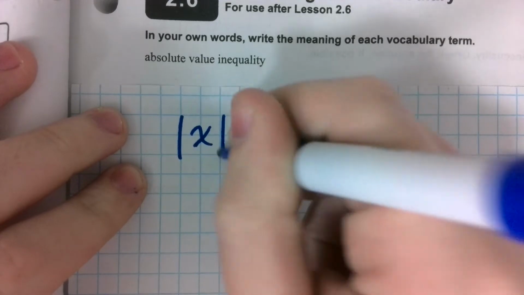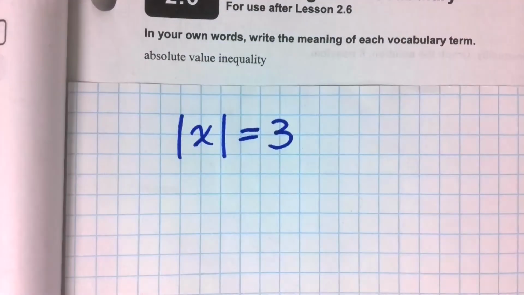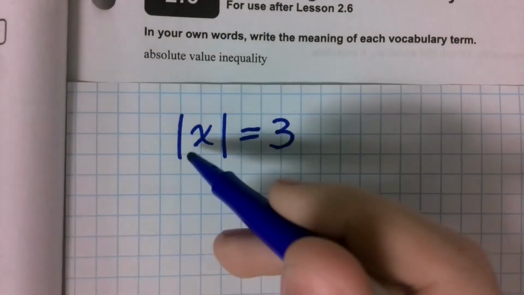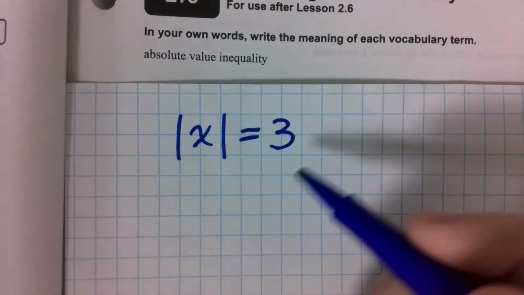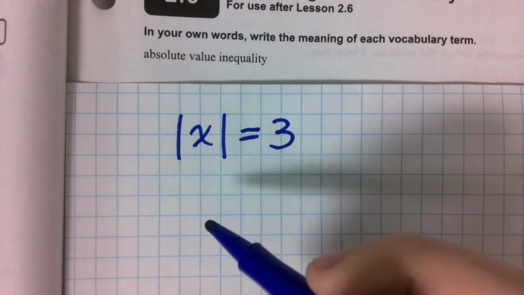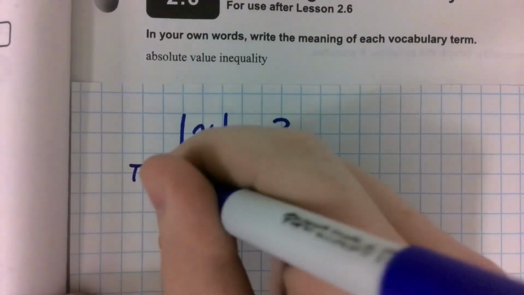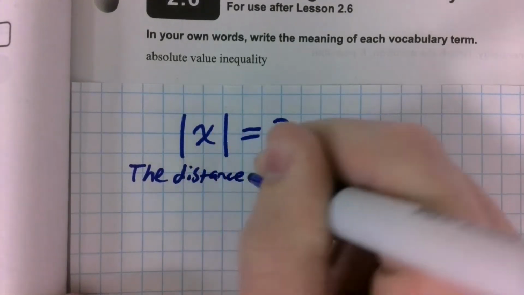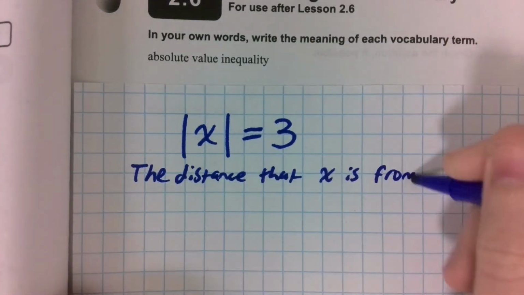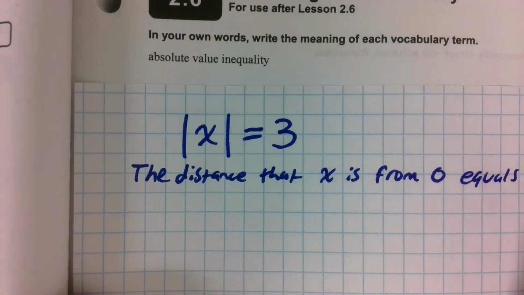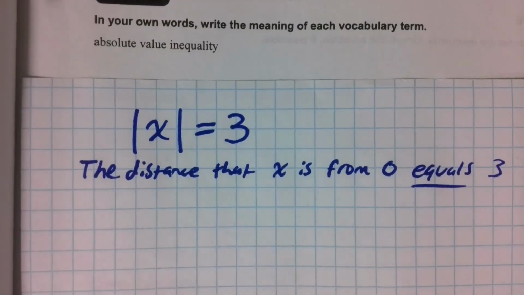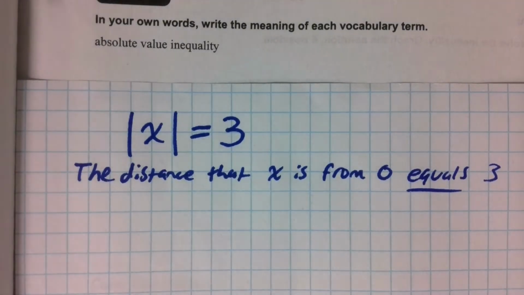Let's say I told you that the absolute value of x equals 3. Well, what does this mean? Well, the absolute value of a number is a number's distance from 0. What this problem is saying here is the distance that x is from 0 equals 3. And it's equals because we do have a physical equal sign there. The distance that x is from 0 equals 3.